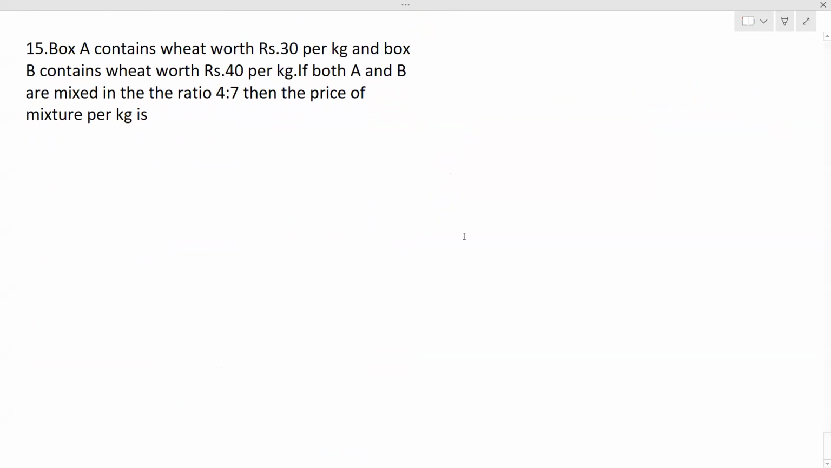Box A contains wheat worth rupees 30 per kg and box B contains wheat worth rupees 40 per kg. If both A and B are mixed in the ratio 4:7, then the price of the mixture per kg is. Come on guys, look at it. Box A contains wheat worth 30 rupees per kg. And there is another box B. Box B contains wheat worth 40 rupees per kg.